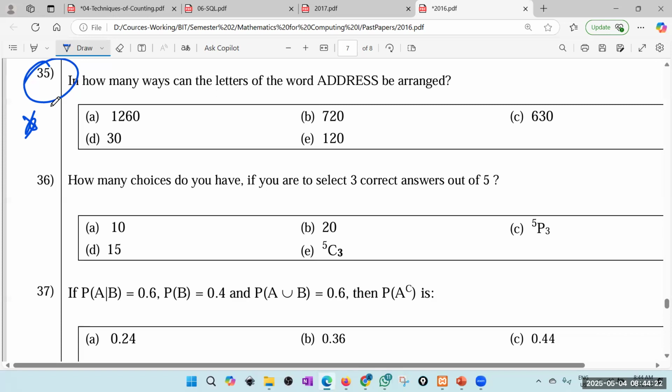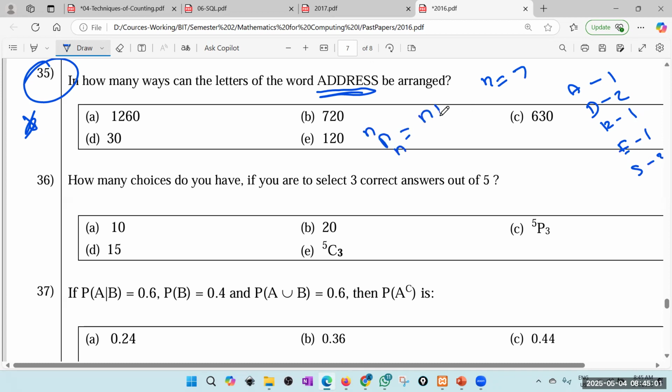Okay, so this is a model 3 question, right? Model 3, that is n non-distinct elements, and you take all n elements, because it says you take the letters of the word. Therefore, this is a model 3 question. So n is, how many letters are there? 1, 2, 3, 4, 5, 6, 7. A you have only once, D you have twice, R once, E once, S twice. So therefore, this is nPn, but non-distinct.